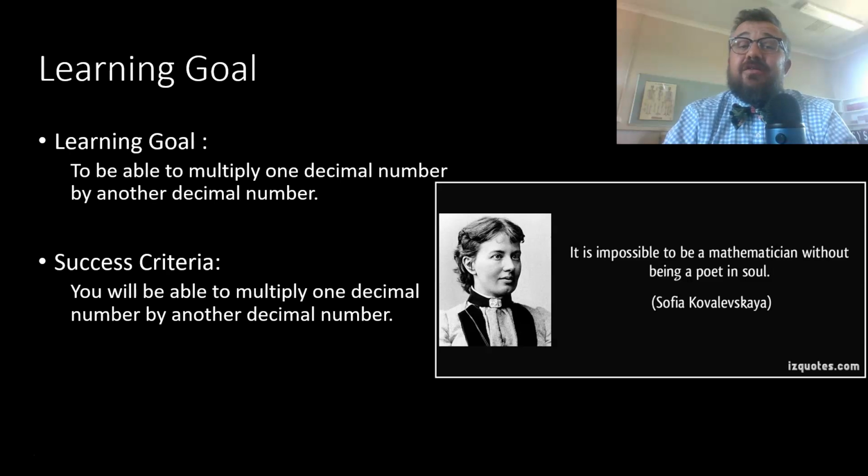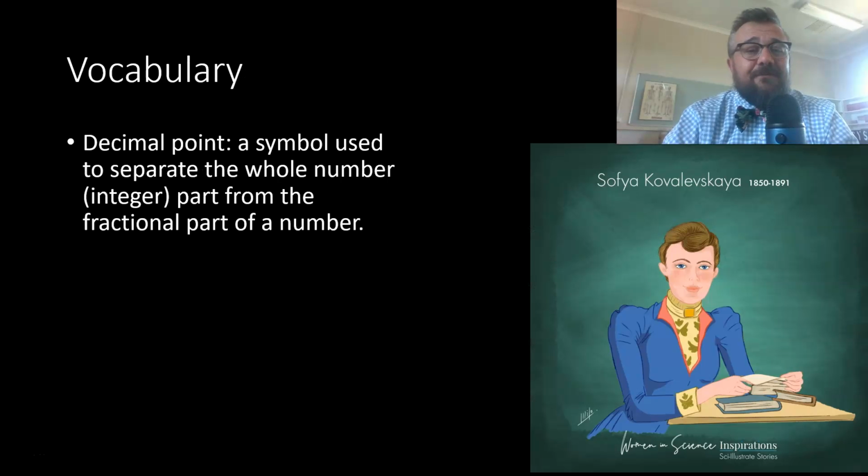Our learning goal here is that we want to be able to multiply one decimal number by another decimal number. That means a number with a decimal point in the middle. Our success criteria is that if we give you an example, you'll be able to follow along and do it.